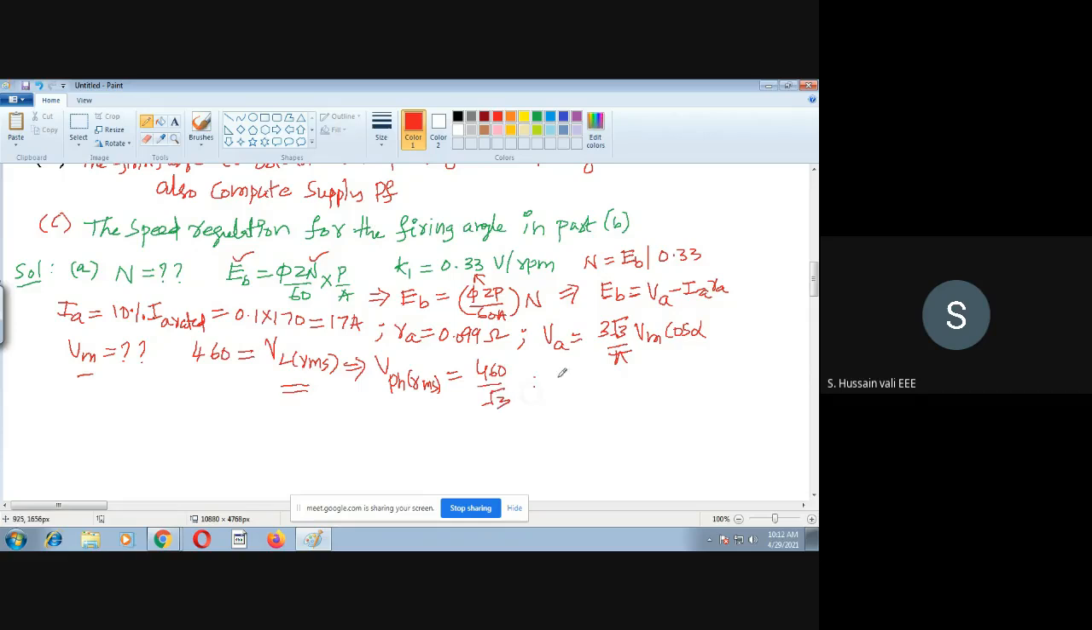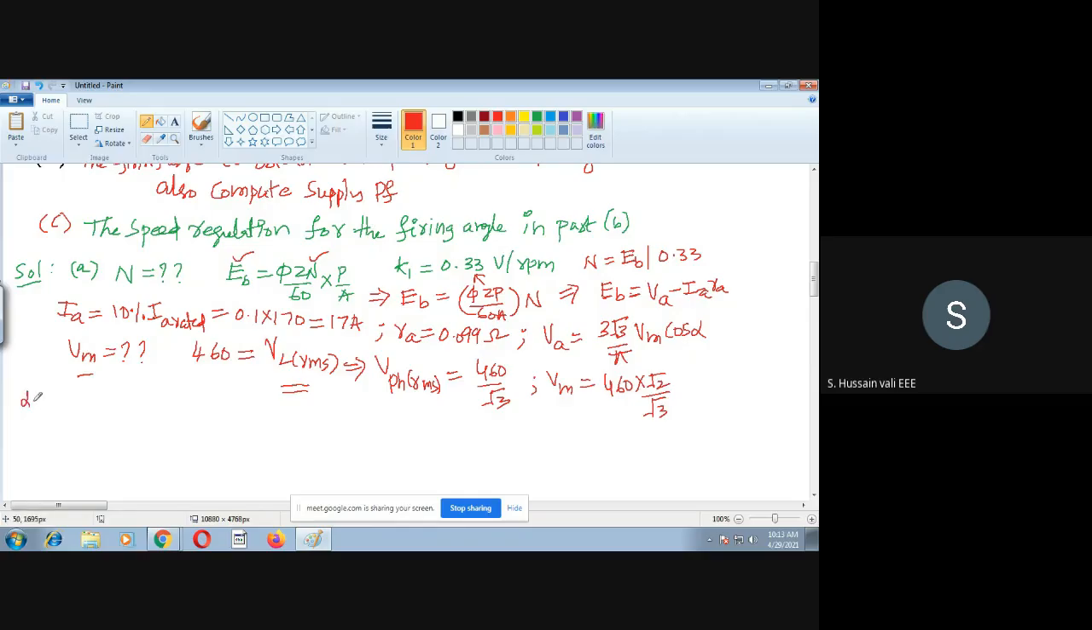But I want the maximum value. What is the relationship between maximum value and RMS value? Maximum value divided by root 2 is the RMS value. So the maximum value is RMS into root 2. You will get 460 into root 2 by root 3. So we got the value of Vm, and now that we have everything, we will find out VA.